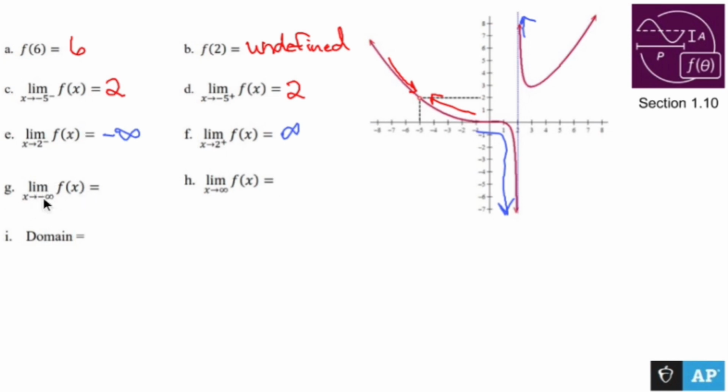The limit as x approaches negative infinity, which means I'm basically moving to the left. So as I move to the left forever and ever and ever, where is my graph going? That way, which is up, which is positive infinity.